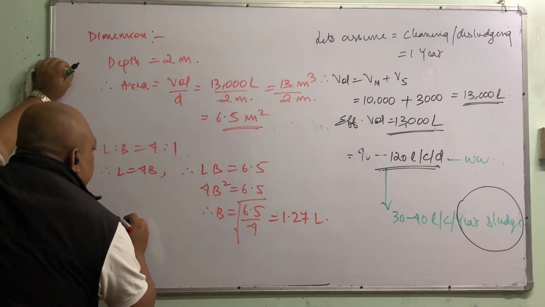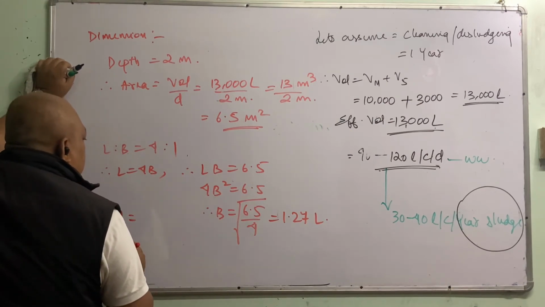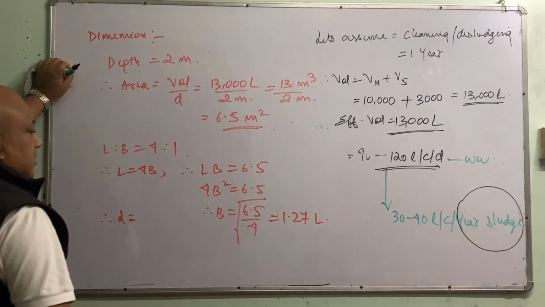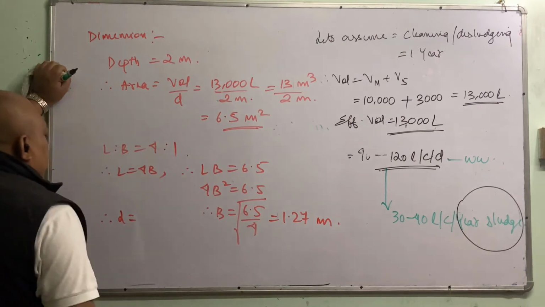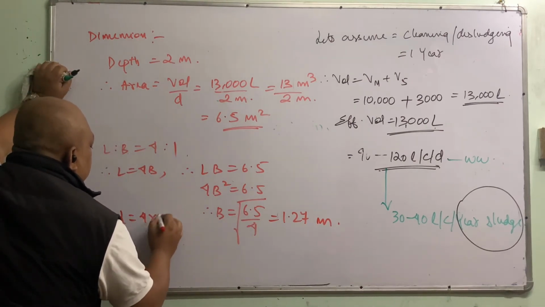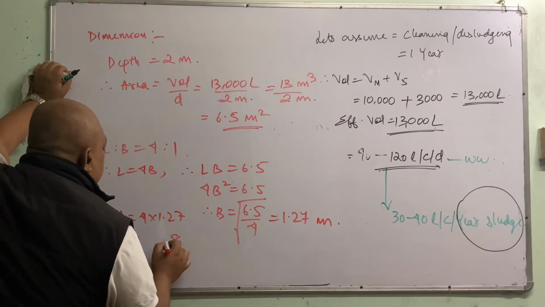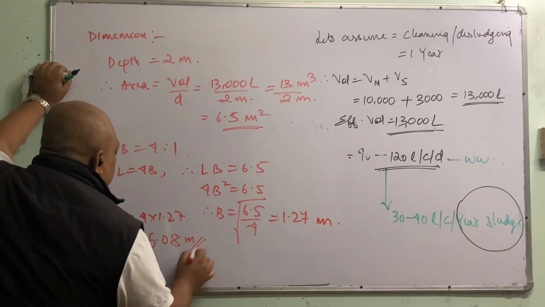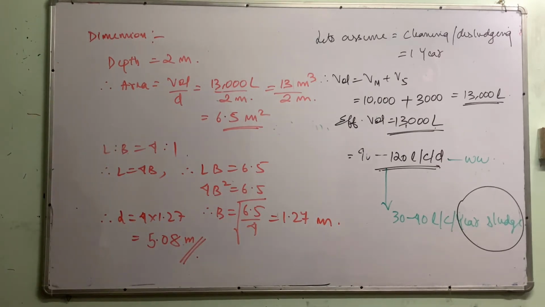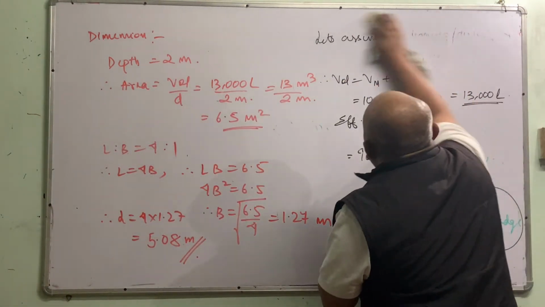Therefore, length is equal to 4b, which is 4 into 1.27 meter. 4 7s are 28, 4 8s are 32, so it is 5.08. Okay. Is it clear? So, length you got it, and breadth you got it.